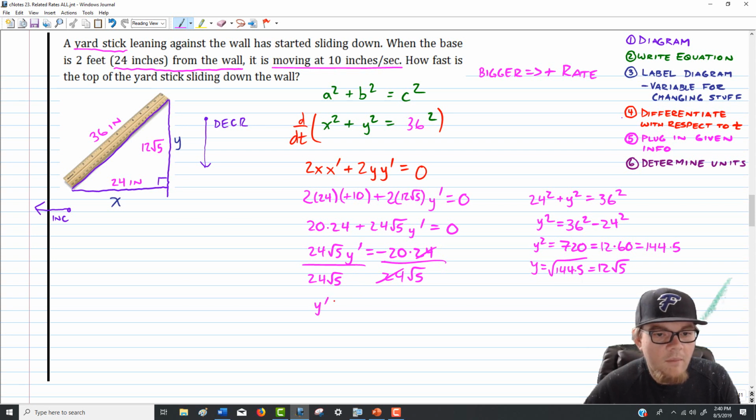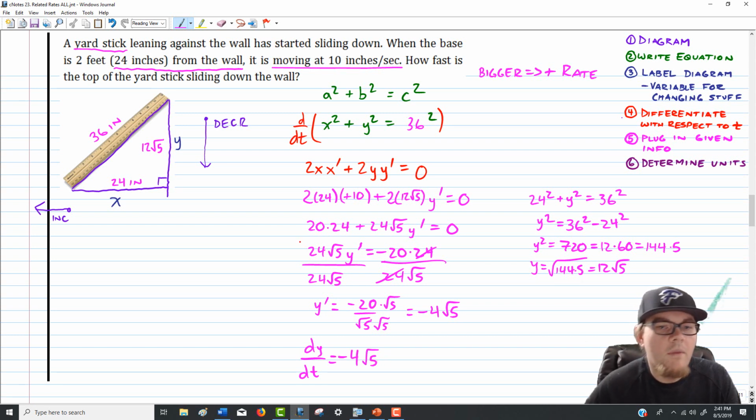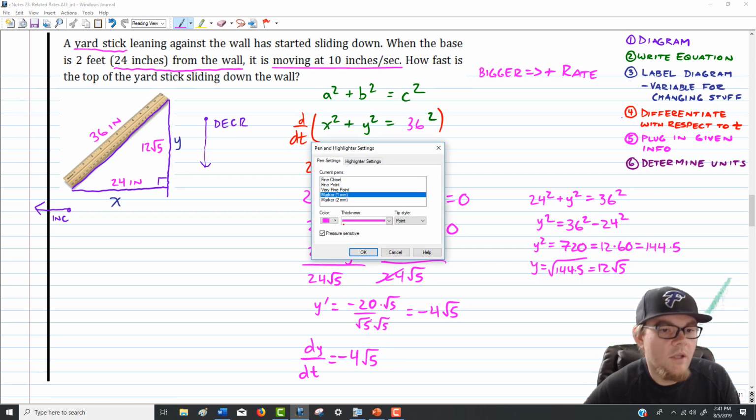We're left with y prime equal to negative 20 over root 5. And if we rationalize, just because I have a feeling this is going to clean things up a little bit here, we're going to get negative 20 root 5 over 5, which is negative 4 root 5. So in our case, dy/dt is equal to negative 4 root 5, which again we could find as a decimal if desired. But finally, our last move is to determine the units.